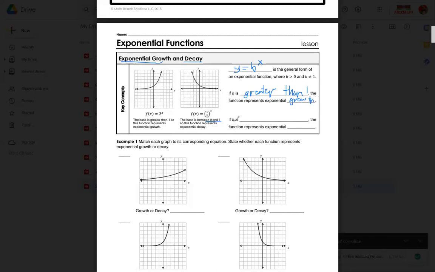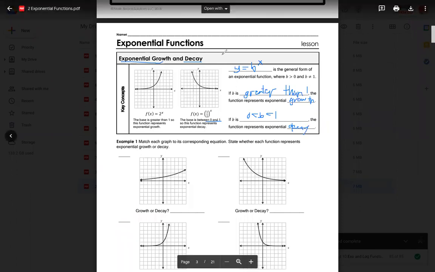Then again, if b is less than 1, or really, it's not really less than, let me erase that. Really, it's when b is in between 0 and 1, it's a decay. It's just hard to write on this screen. So basically that's exponential growth in a nutshell.